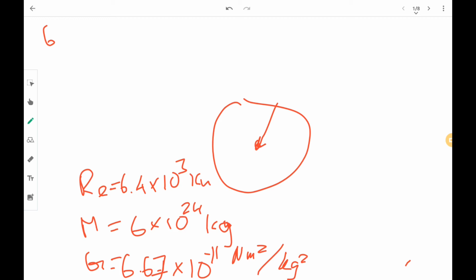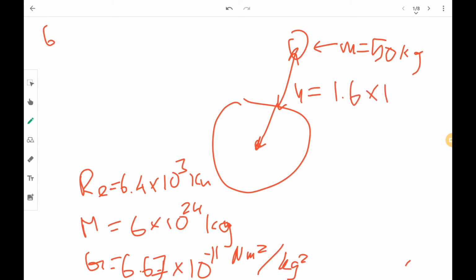For part A, they want you to find the kinetic energy. Also, you have a satellite, 50 kilogram satellite, mass is 50 kilograms, and it is at an altitude of 1.6 times 10 to the power of 3. For part A, we want to find the kinetic energy of the satellite.